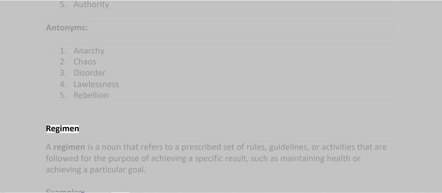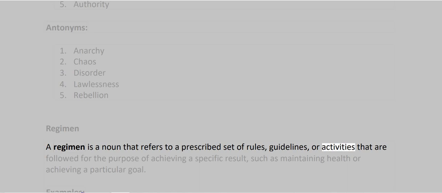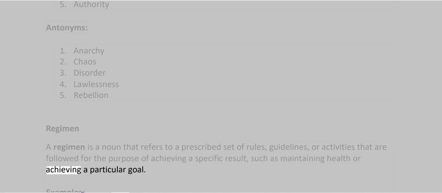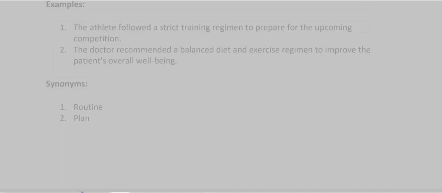Regimen. A regimen is a noun that refers to a prescribed set of rules, guidelines, or activities that are followed for the purpose of achieving a specific result, such as maintaining health or achieving a particular goal. Examples: 1. The athlete followed a strict training regimen to prepare for the upcoming competition. 2. The doctor recommended a balanced diet and exercise regimen to improve the patient's overall well-being.